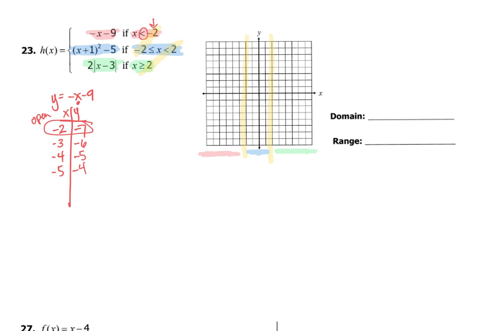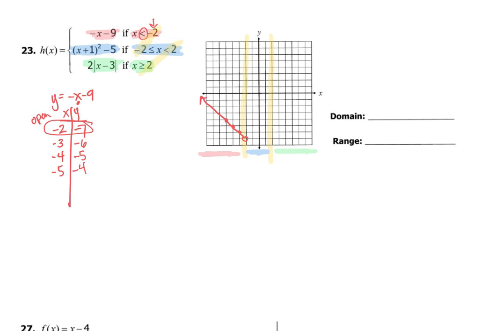Okay, so negative 2, negative 7. So going down here. And I said open circle. Then we were at negative 3, negative 6, and negative 4, negative 5, and negative 5, negative 4. So this was our linear piece. Okay, it has a constant slope headed that direction.